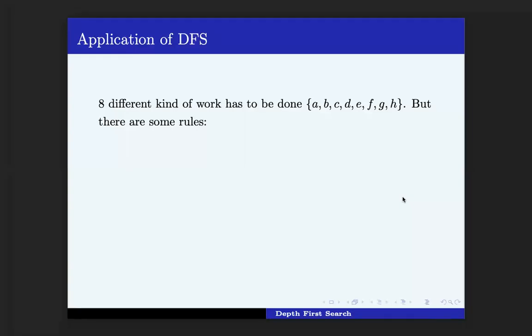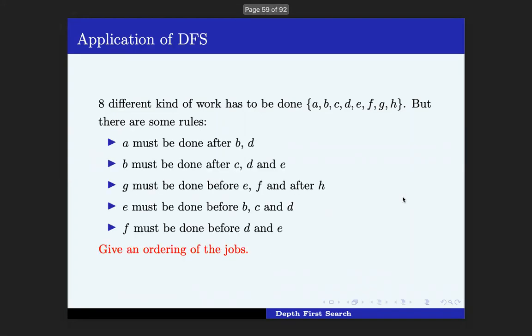So say you have got a job in your company, and you have been asked to go and schedule this set of 8 jobs that are there: A, B, C, D, E, F, G, H. But there are some rules. A must be done before B and D. B must be done before C, D, and E. G must be done before E, F, and H. And so on and so forth. A set of rules is there. Can you find me an ordering of the jobs such that all these various rules are satisfied?